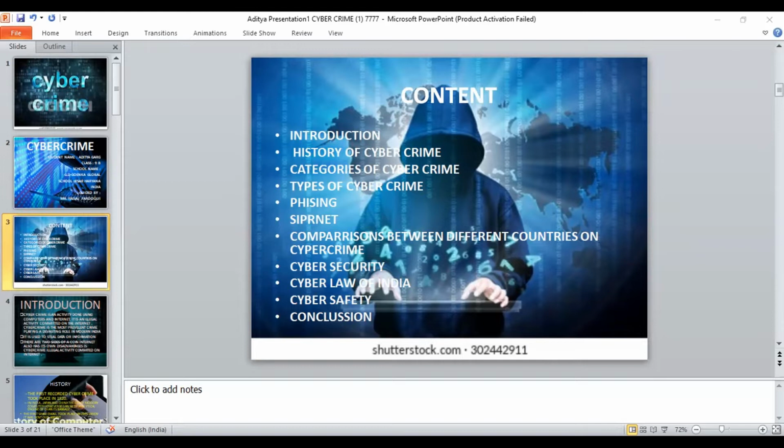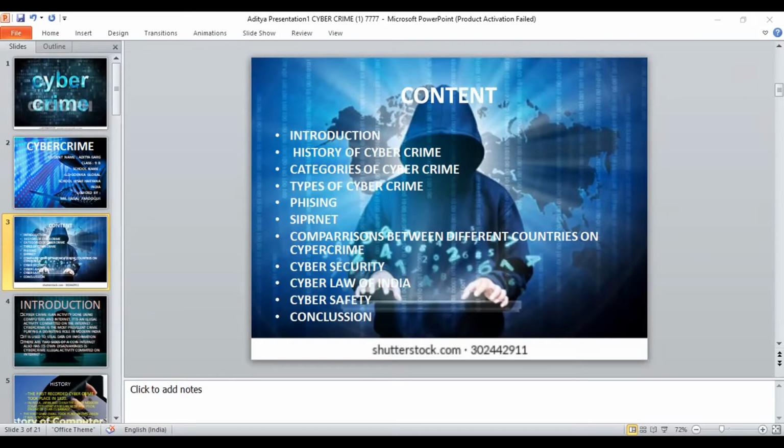Now I will tell you about the categories of cybercrime. There are two ways of cybercrime. The first one is the computer as a target, using a computer to attack other computers, for example, hacking, virus, DoS attack, etc. And the second is the computer as a weapon, using a computer to commit real world crime, for example, cyber terrorism, credit card fraud, and pornography.